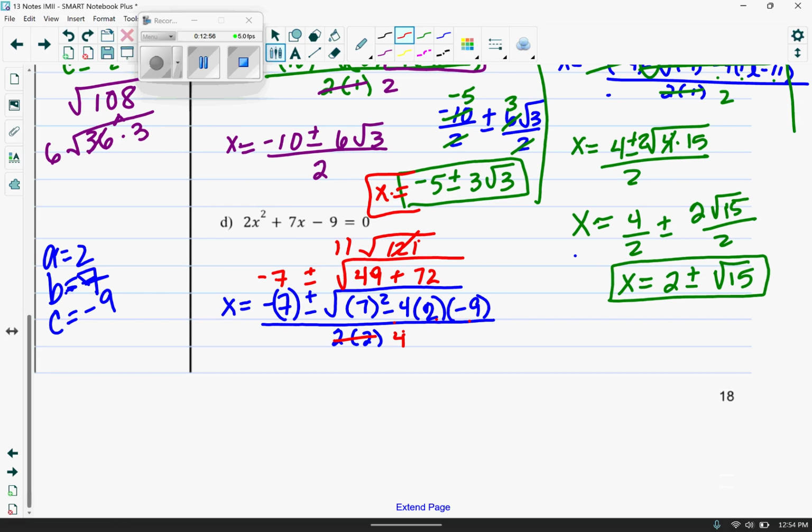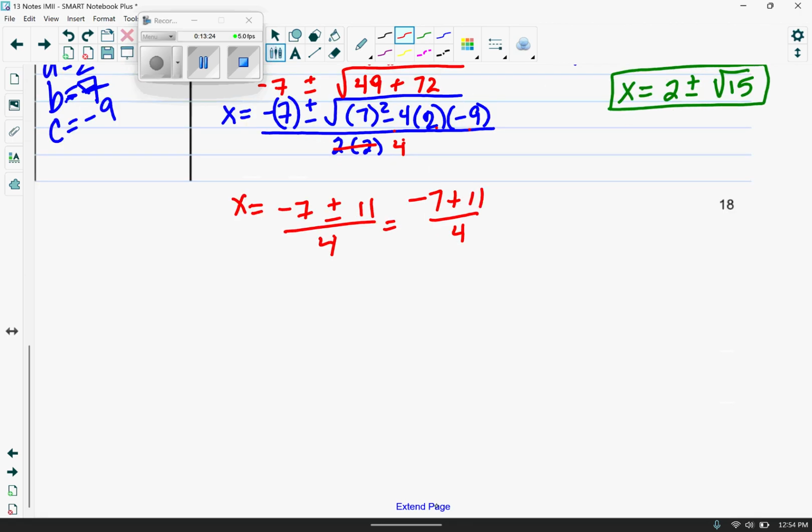So as we kind of keep working on this, I have x equals negative 7 plus or minus 11 all over 4. We're not done because all of these are plain numbers. We still have operations to do. Let's use order of operations. So that would be negative 7 plus 11 divided by 4. And the other one's going to be negative 7 minus 11 divided by 4.